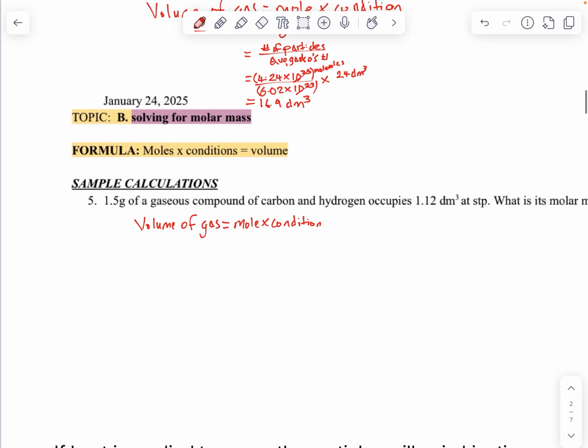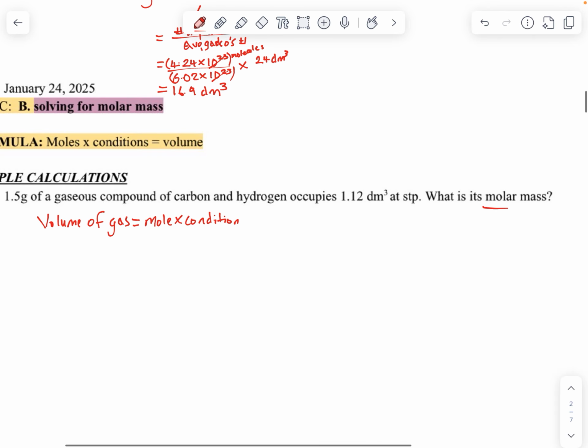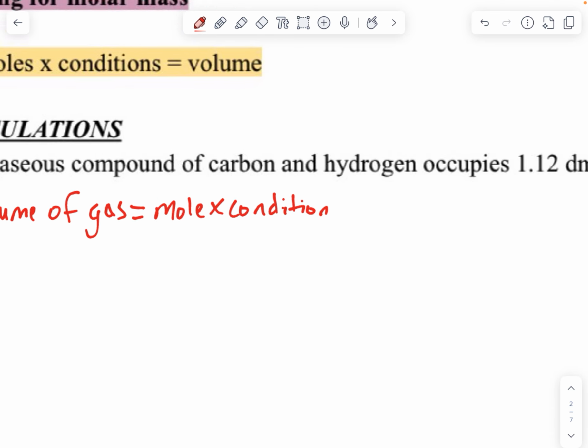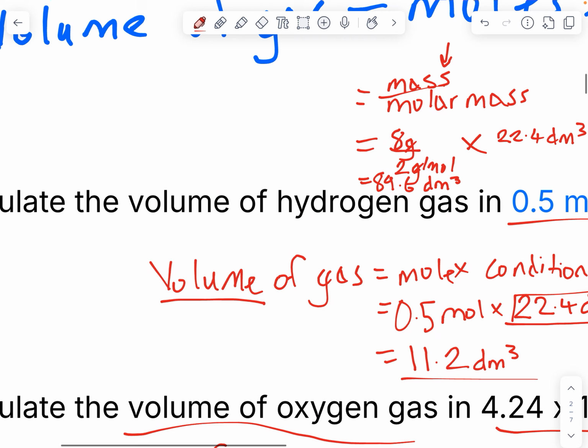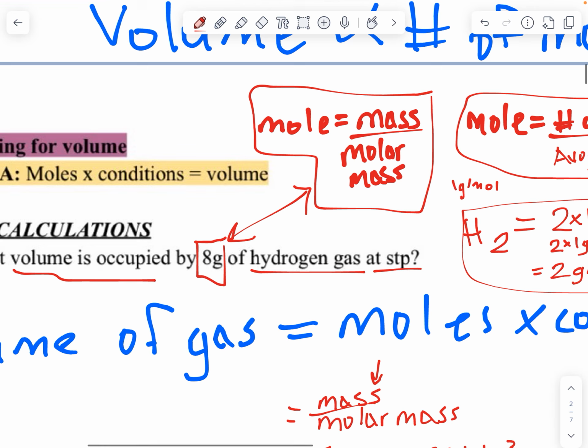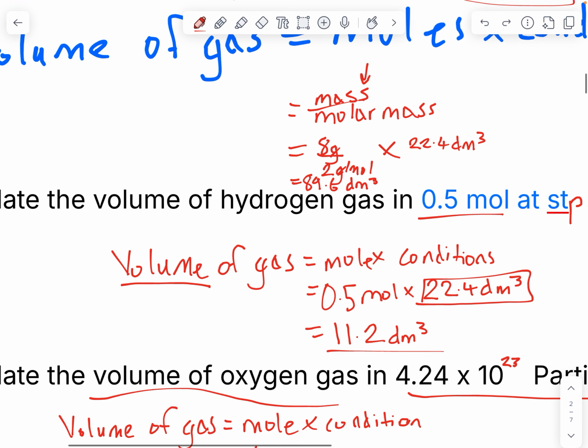But what are we solving for? We are solving for the molar mass. We're not solving for the volume of the gas, right? So the molar mass, the only equation that mole relates to molar mass is, remember, and I'm gonna go back up here so you can see, mole is equal to mass divided by molar mass. So I'm gonna insert it down here.